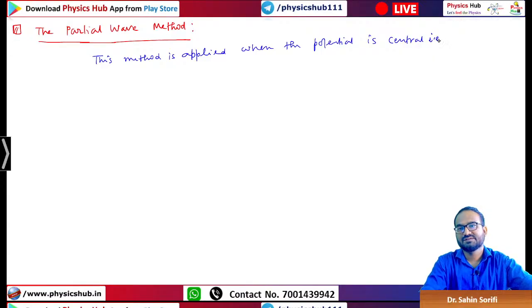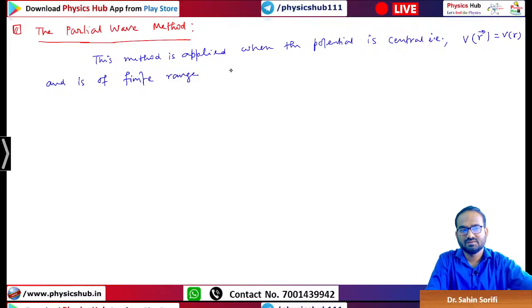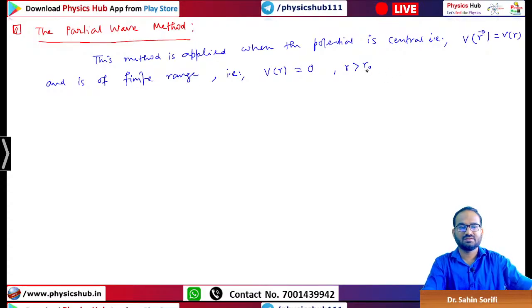Central, that is V of r, it is only dependent on r and is of finite range. That is, V of r is equal to 0 if you consider, let's say, r greater than some finite range r naught, r is greater than r naught.